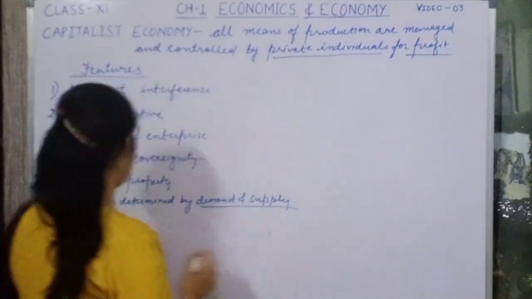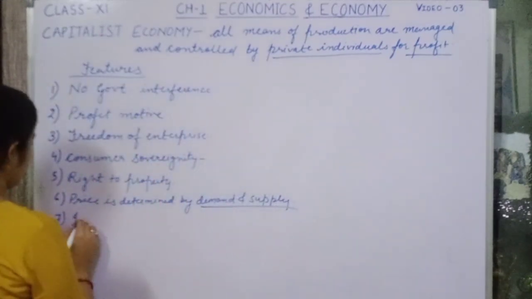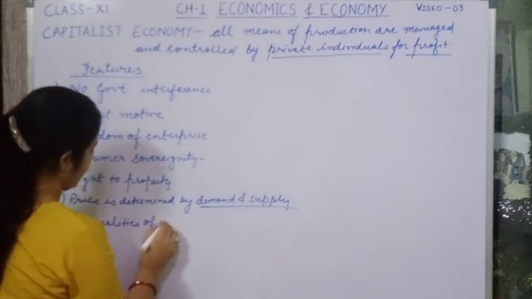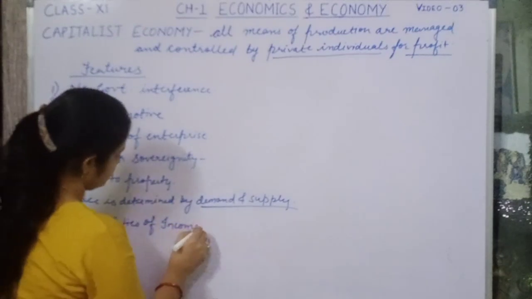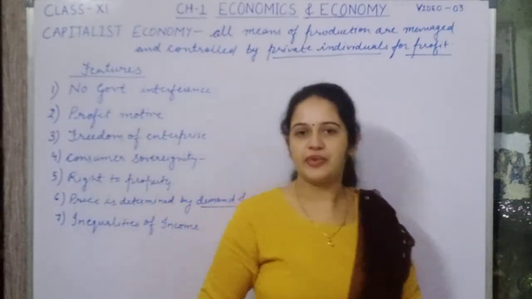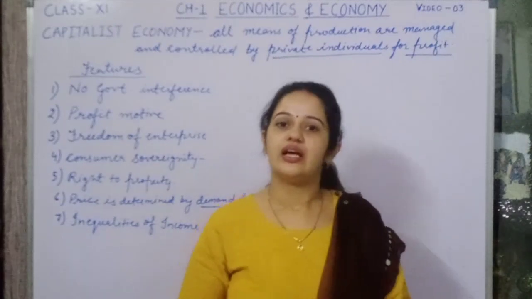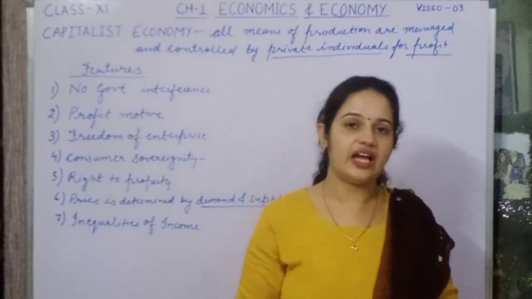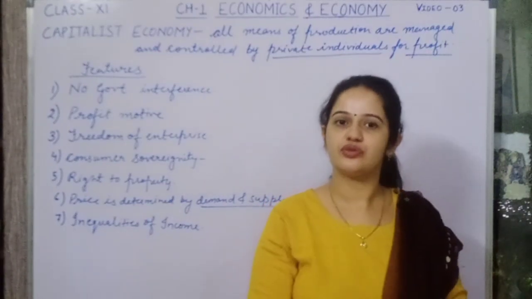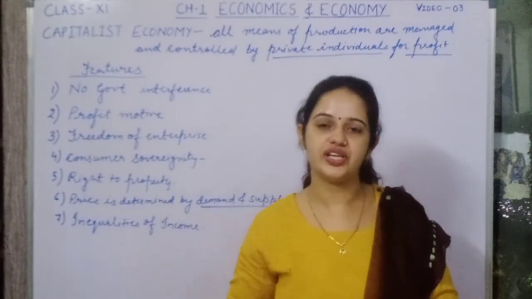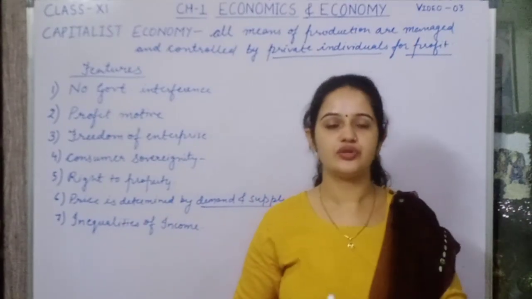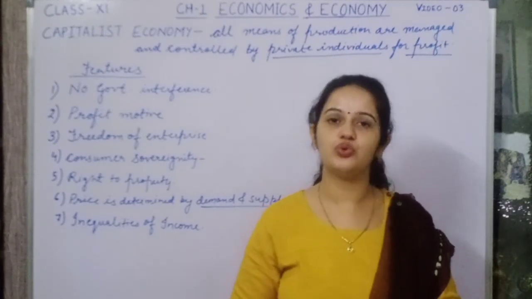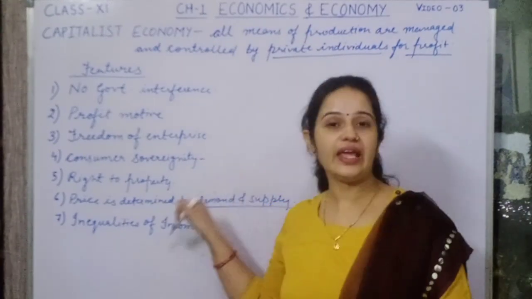Last feature is inequalities of income. As this is the capitalist economy, so that we have already discussed this, most and major decisions are in the hands of private hands. So therefore the richer become more rich and poor become more poor. So this is a major drawback of capitalist economy, that it leads to unequal distribution of income.